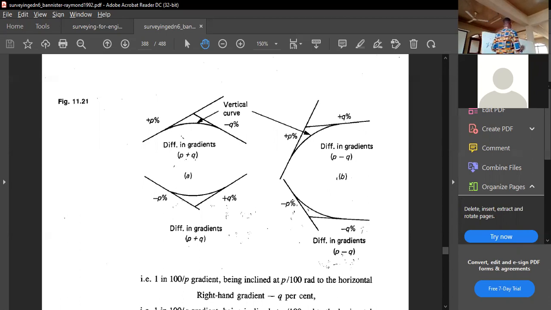Now this is negative or positive? So this is negative: negative P and positive Q. Okay, so you can have that. You can also have two negatives. You can have negative P and negative Q, so you can have a curve.